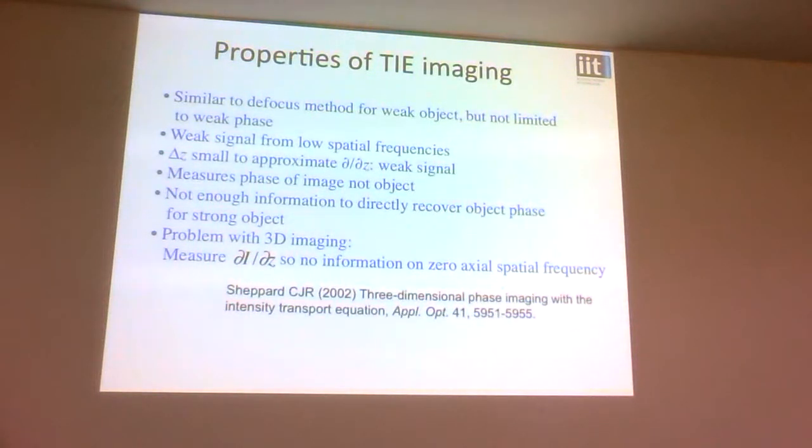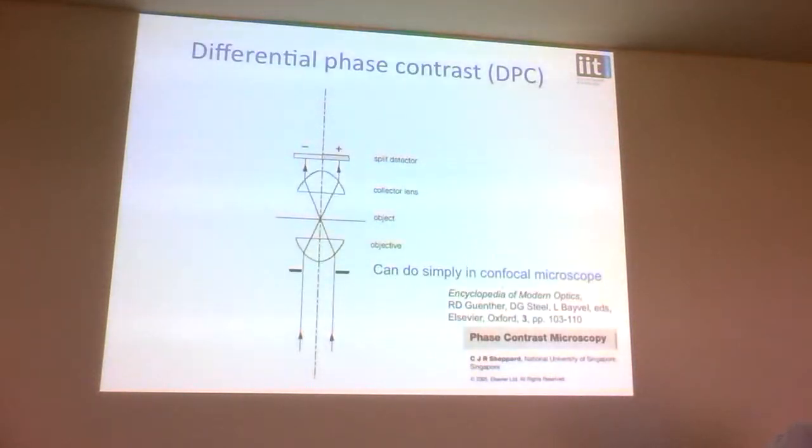These are some various properties of TIE. It turns out that in particular you can't really get a 3D image, and there have been some papers which have suggested you could, but I've never really seen any convincing results where people have managed to see three-dimensional refractive index variations using this method. I think there are good theoretical arguments for why you shouldn't be able to do that. But the important thing is that it doesn't rely on it being a weak object like the defocus method I mentioned earlier. Right, now I'm going to go on to another one, differential phase contrast.